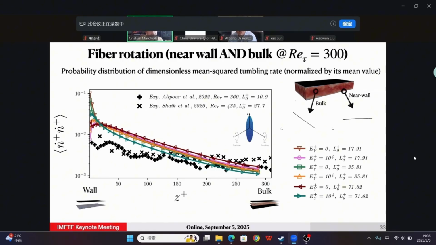Close to the channel center, we overlap with the results of the experiment, with the measurements, possibly indicating that the flexibility here is not important, whereas it is important close to the wall. So it induces stronger tumbling. And the effect of rigidity is to reduce the tumbling all the time. This is at small Reynolds number.